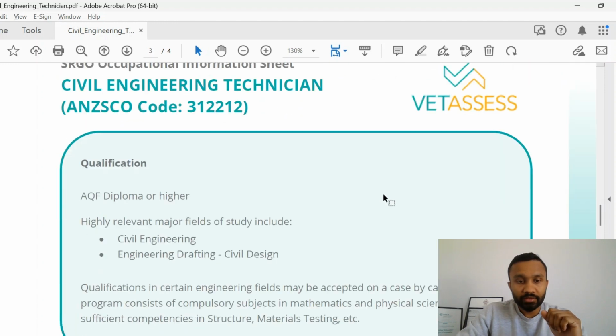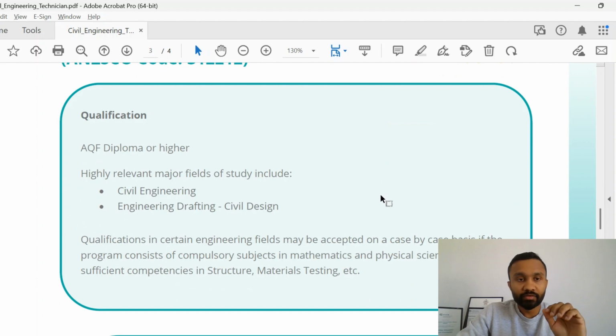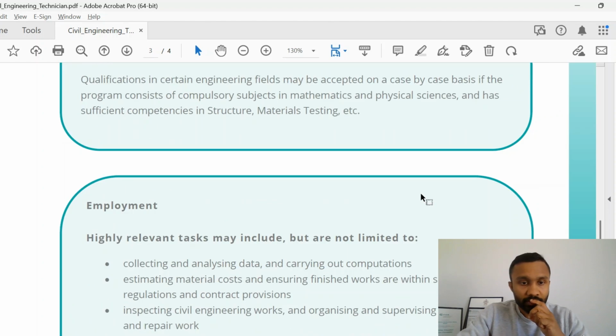So, what would be the highly relevant fields? You will require an AQF diploma or higher in one of these fields: civil engineering or engineering drafting, civil design. Qualifications in certain engineering fields may be accepted on a case-by-case basis. Now, that is something we will have to look into your profile, your qualifications, the subjects you have done, your academic transcripts, and your work experience, and properly decide if your qualification and work experience is a match. So that is something we will have to discuss on a one-to-one basis.